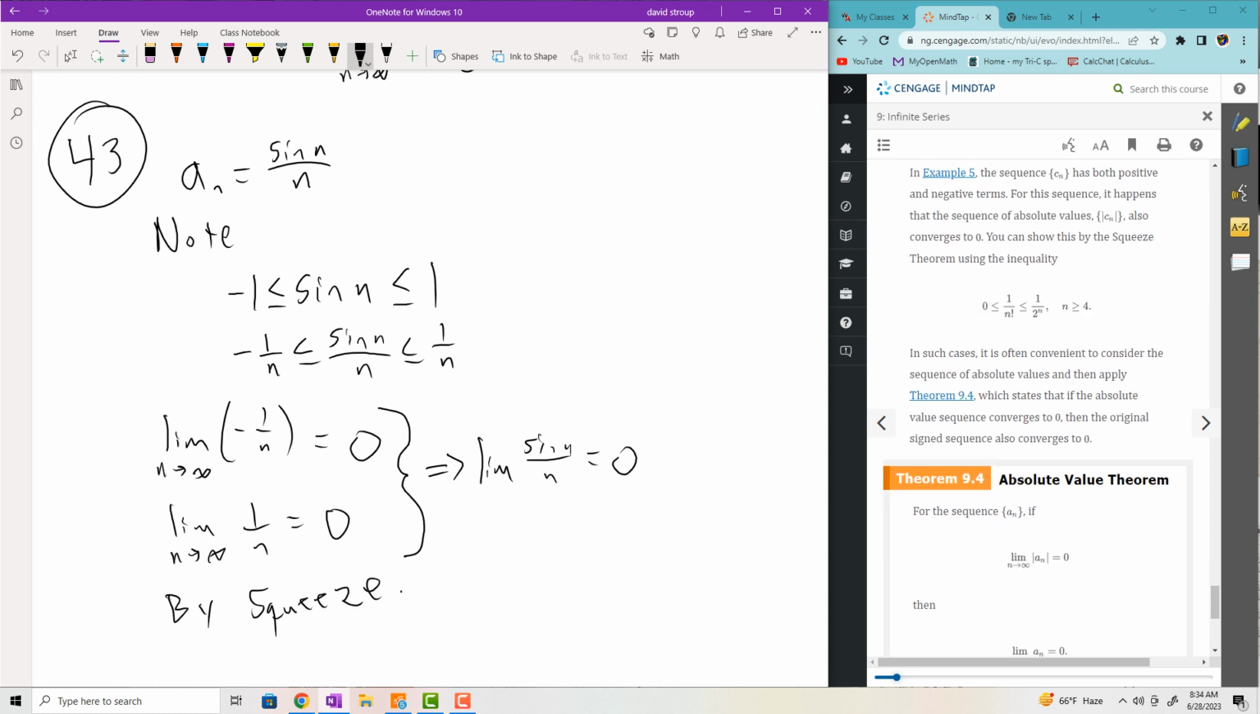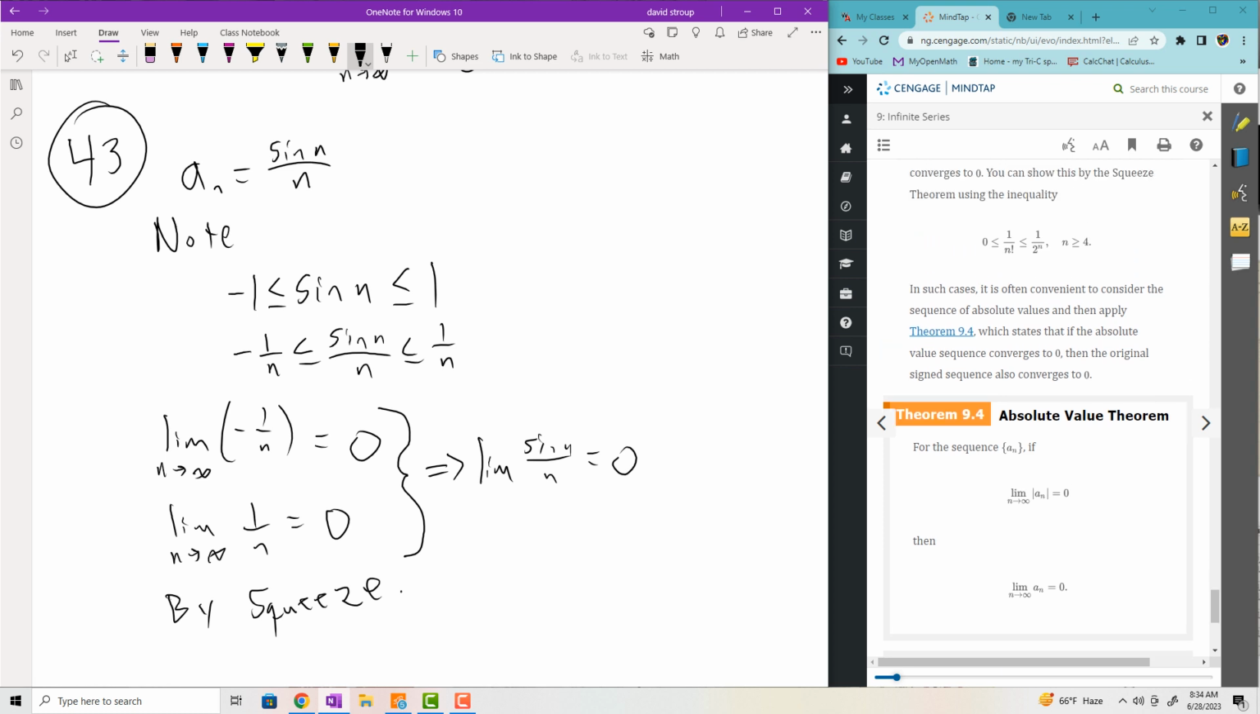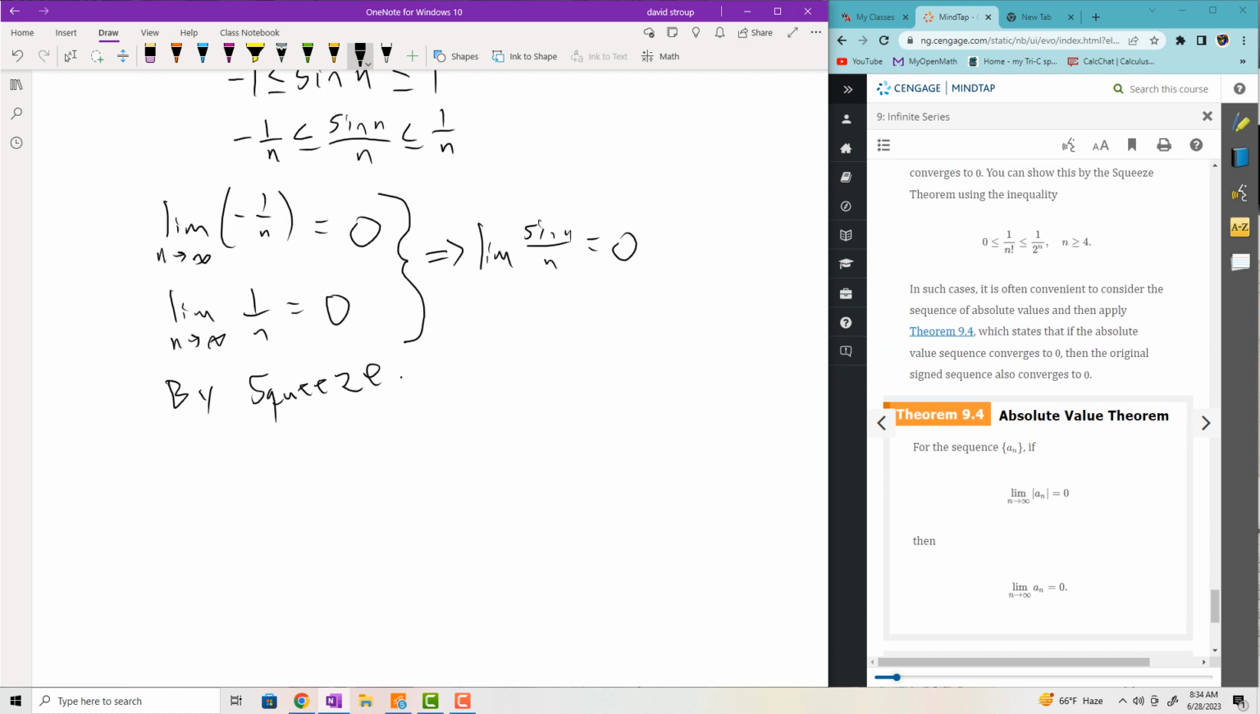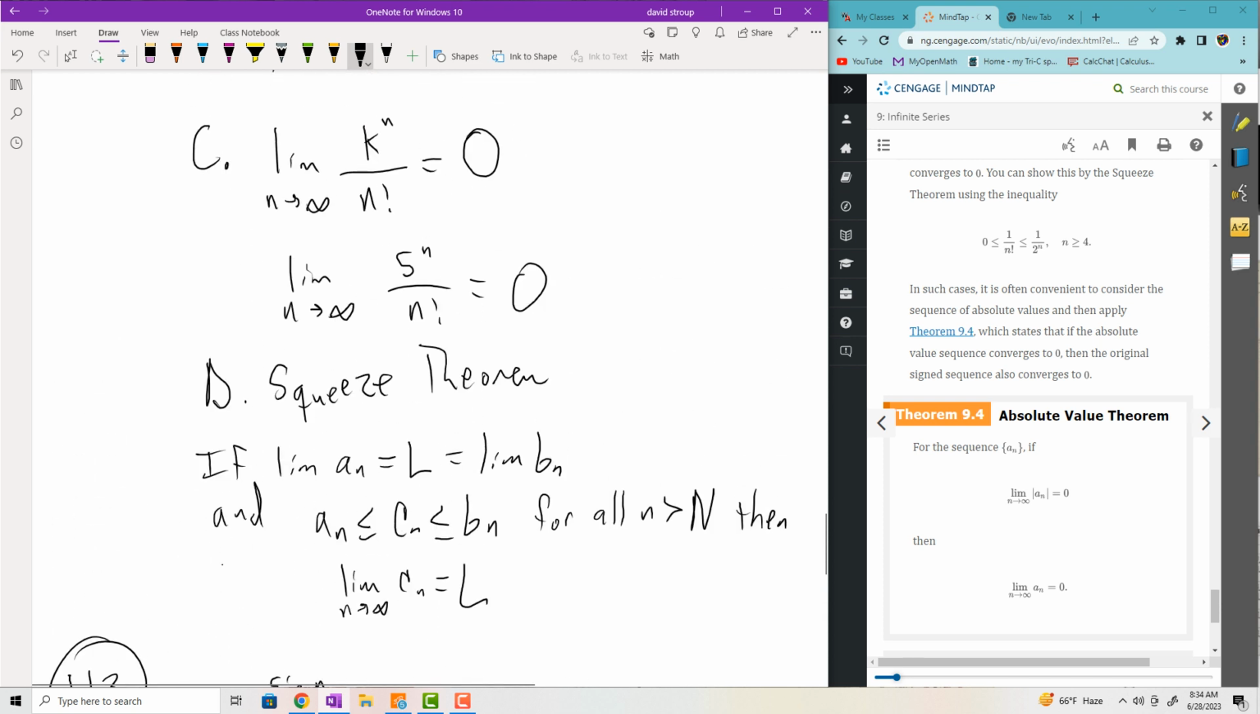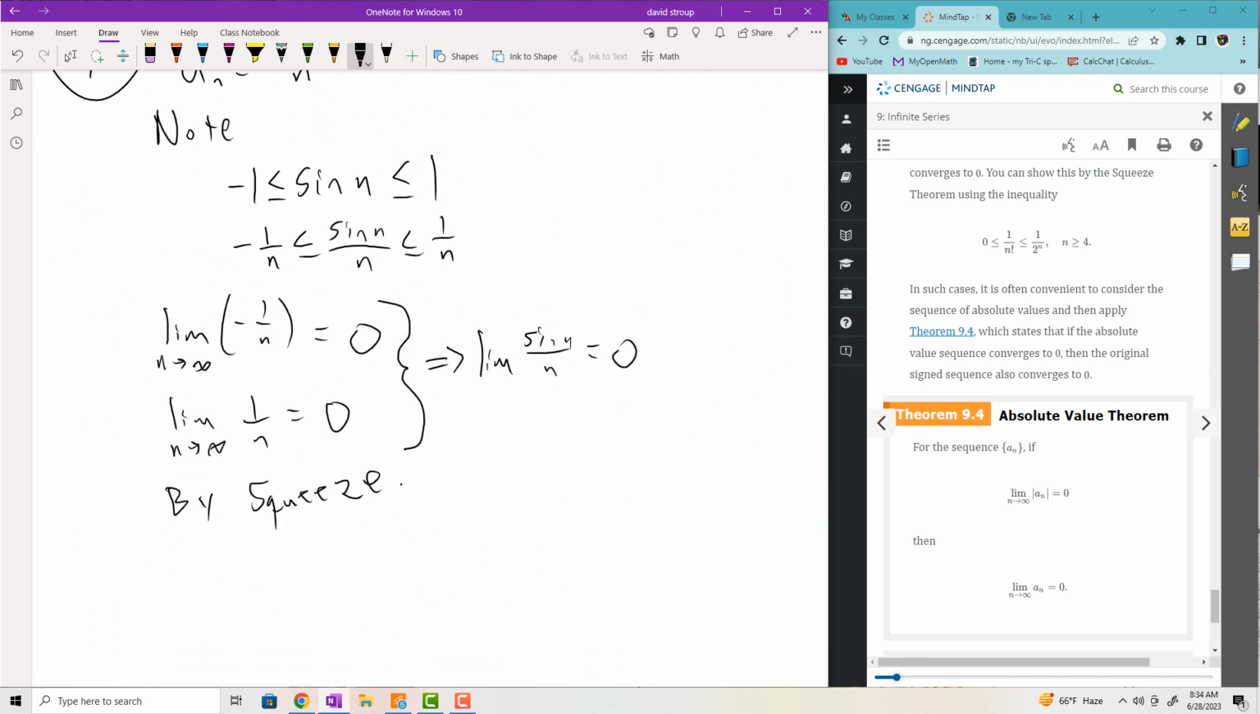Okay. Another one is the absolute value theorem. This one doesn't come up very much, but it's one of those that comes up and you've forgotten about it when it does. Anyways, we'll include it here, absolute value theorem.